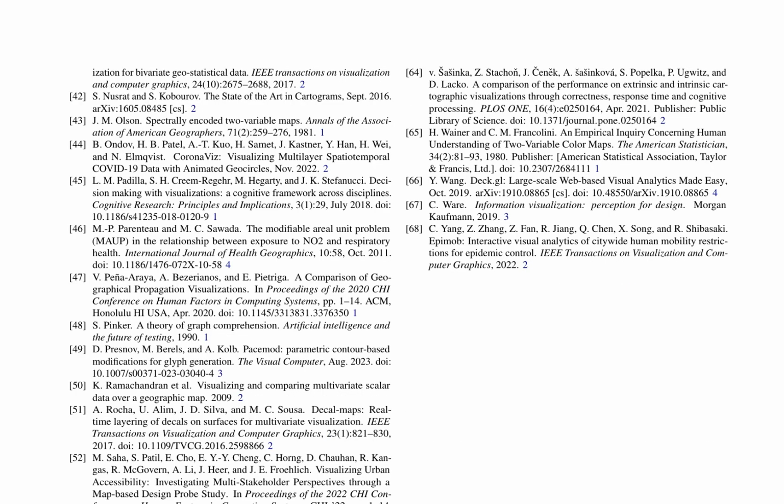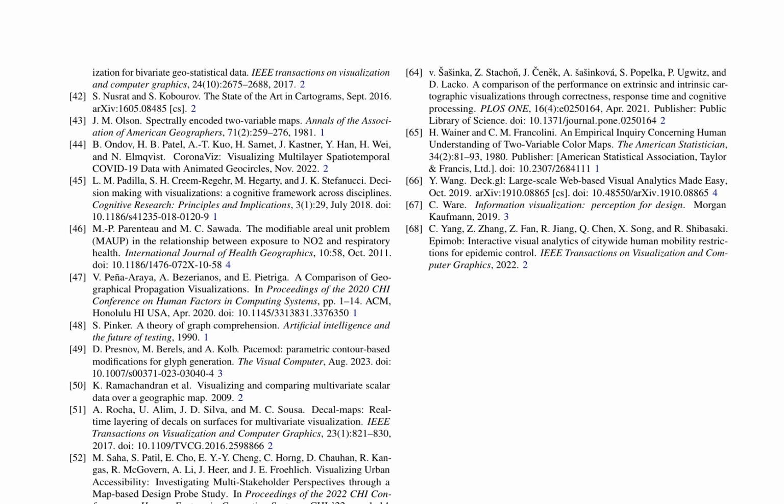This section of the research paper provides a comprehensive overview of various visualization techniques for bivariate and multivariate geospatial data. It begins by discussing the importance of visualization in understanding complex datasets, highlighting how different visualization methods can be used to represent multiple variables on a map.